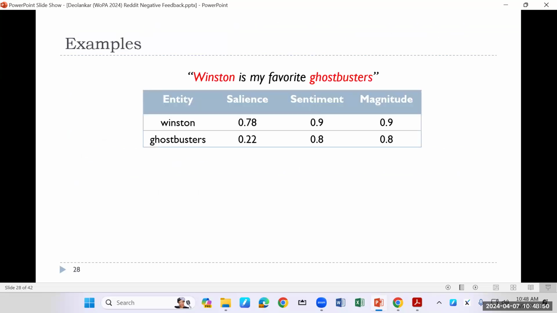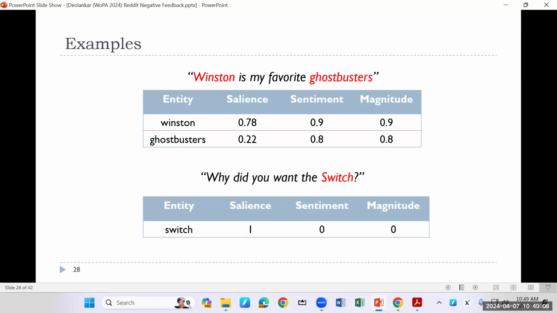So here's an example. Let's say that the user says, Winston is my favorite Ghostbuster. The NLP API will tell you that there are two entities, Winston and Ghostbusters. This statement is more about Winston than Ghostbusters, as indicated by the salient score. And the sentiment is positive towards both, and the magnitude score is also positive. Now, there are a lot of neutral statements which are made as well, such as, why did you want the switch? And the API does a decent job of saying that while there are entities present, no sentiment is expressed towards these entities as such.